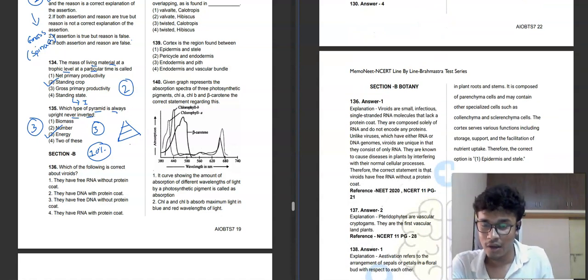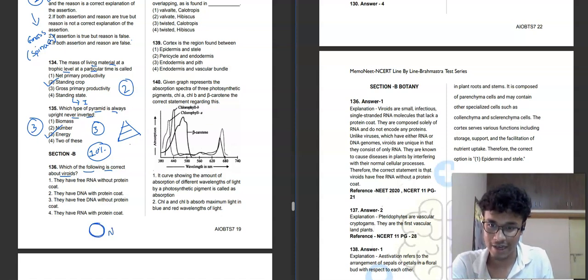Which of the following is correct about viroids? They have free RNA without protein code. Then they have DNA with protein code. They have free DNA without protein code. They have RNA with protein code. Basically, viroids are naked RNA. They don't have any kind of protein code. So the first option will be our correct answer for this question.